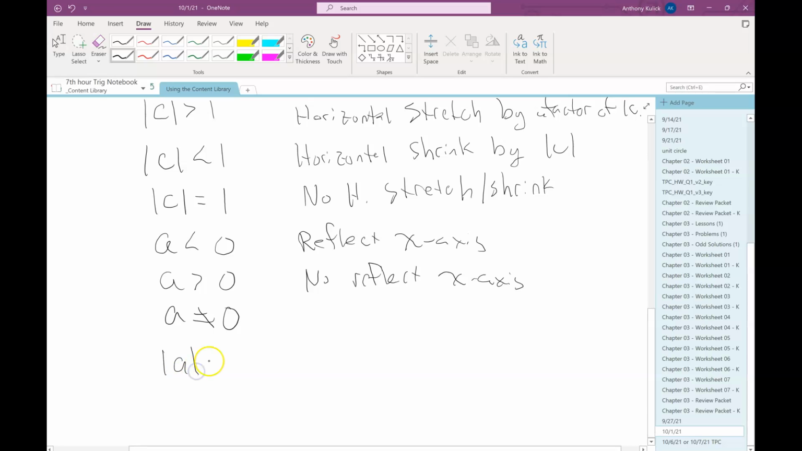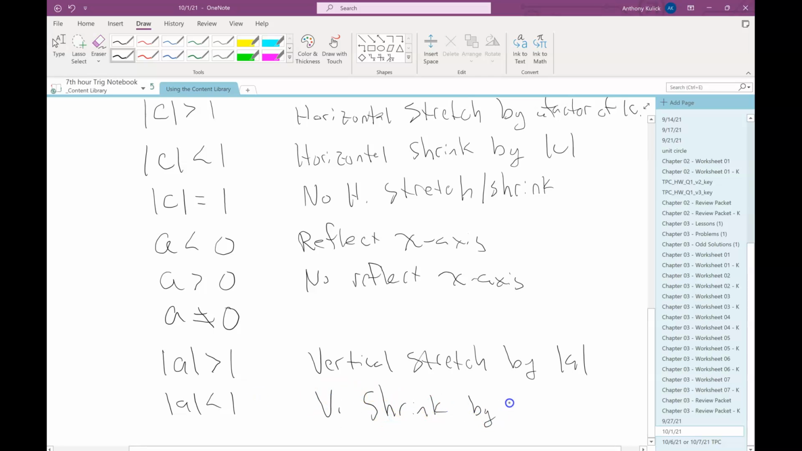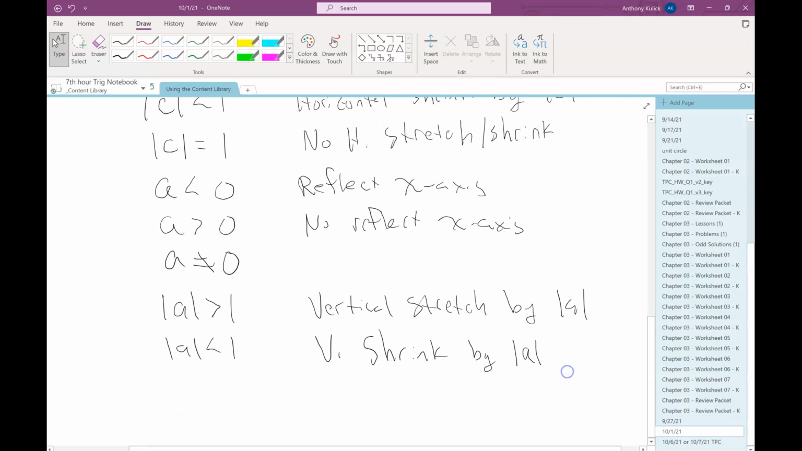And then same kind of thing with the magnitudes of A. If it's bigger than 1, we have a vertical stretch by a factor of A. And if it's less than 1, it's a vertical shrink by a factor of A. And if A is equal to 1, then there's no vertical stretch or shrink.